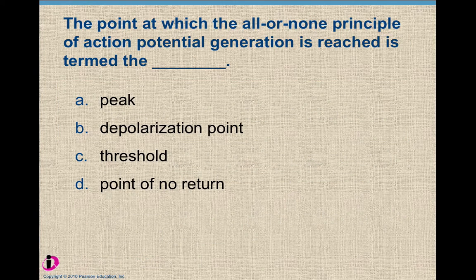The point at which the all or nothing principle of action potential generation is reached is termed what? Well, in this case, it's termed the threshold. So that is the dotted line that we've been talking about. If you reach threshold, it's going to go through that action potential. If you don't reach threshold, you don't go through an action potential. You just will repolarize the cell so that you have that potential ready to reach threshold to create a signal. So you have to have a strong enough stimulus in order to create an action potential.